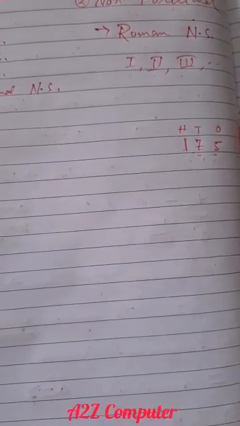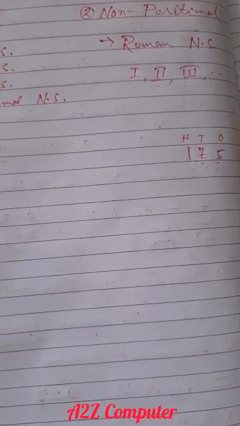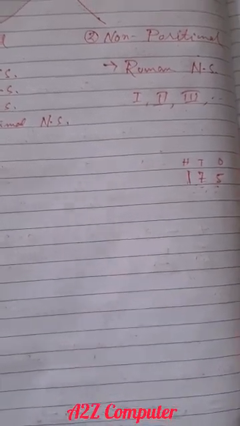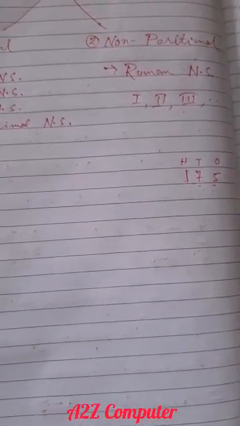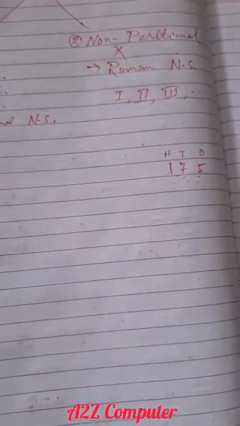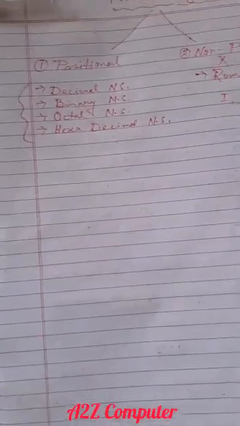And secondly, it cannot perform any mathematical operations like plus, minus, addition, multiplication, division, etc. So that's why the Roman number system is a non-positional number system, and that's why we will not work with the non-positional number system. So what will we do? We will work just with the positional number system.